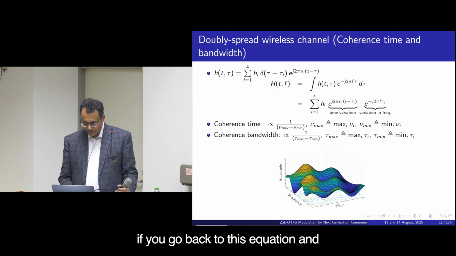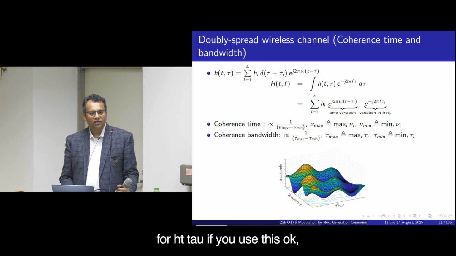In fact, if you go back to this equation, okay, and for h(t, tau), if you use this, okay, if you place it here, this is what you get.